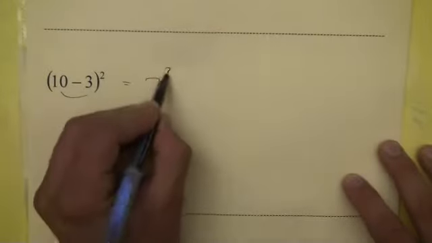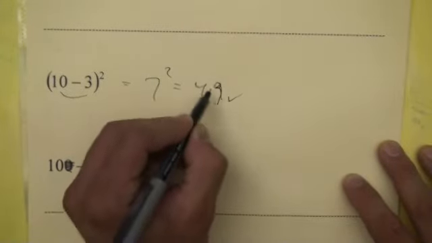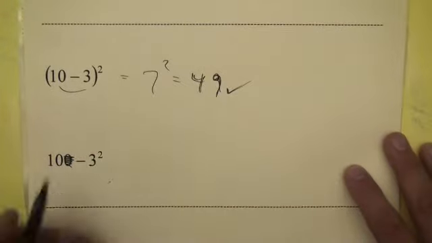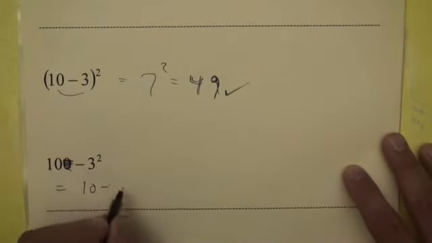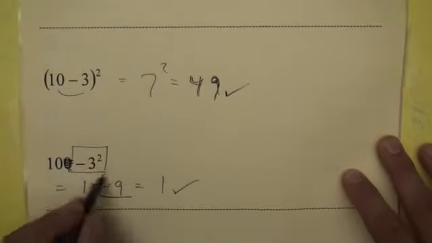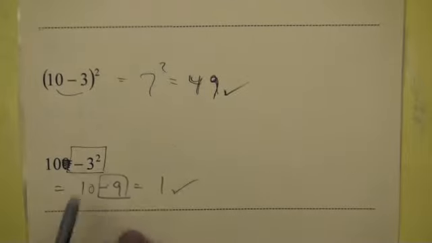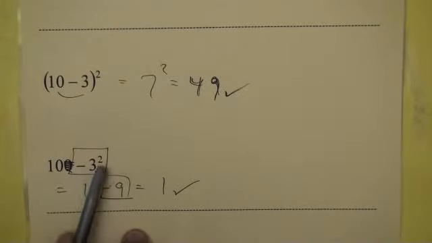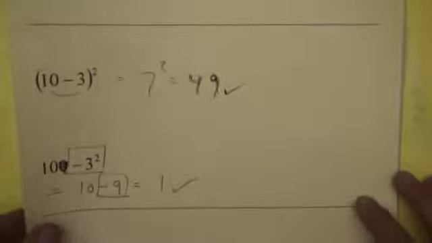Okay. Next one, 10 minus 3 quantity squared versus, this should be 10 minus 3 squared. So we have 10 minus 3 quantity squared and 10 minus 3 squared. Again, we're going to do the subtraction first. There you go, 7 squared, therefore 49. Okay, next one, 10 minus 3 squared gives us 10 minus 9, which is 1, which means we've just proven that negative 3 squared equals negative 9. In this case, again, the square is only responsible for the 3. It's not responsible for the negative or the minus, however you want to think of it.